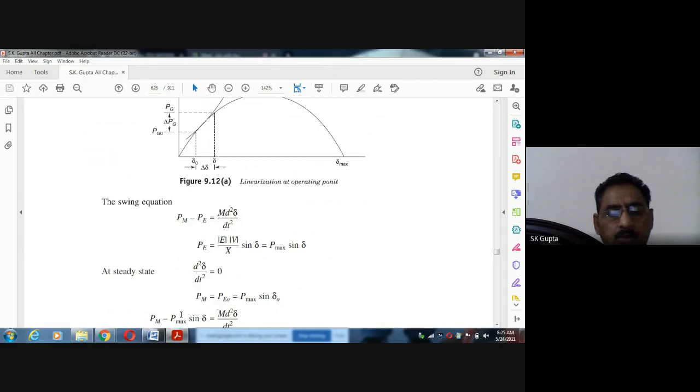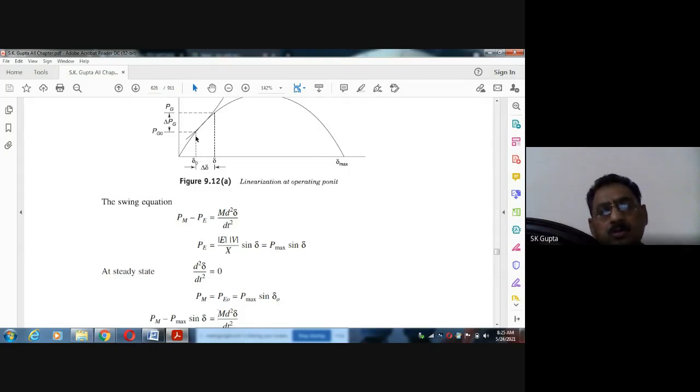And the general equation is this. PE, what is PE? It is P max sine delta. So this is the general equation. At any angle of delta, this is the equation. Now delta changes. Delta can be any angle, delta plus del delta, because of additional load, because of additional input supply. The rotor will accelerate, and delta will try to change. Let delta be equal to delta 0 plus del delta.